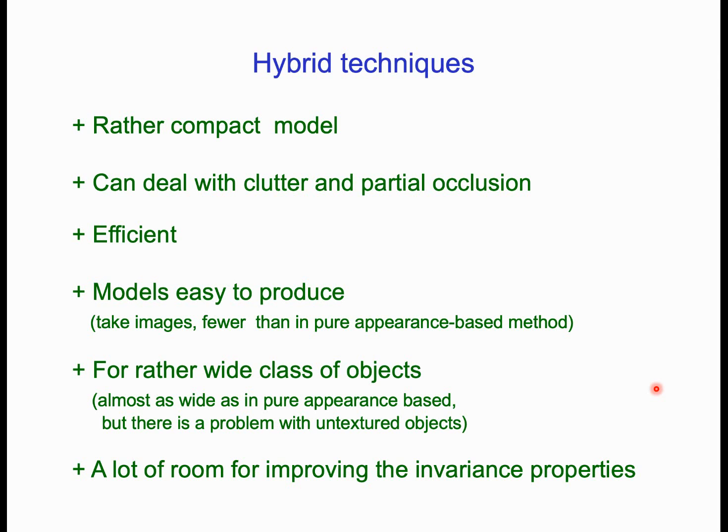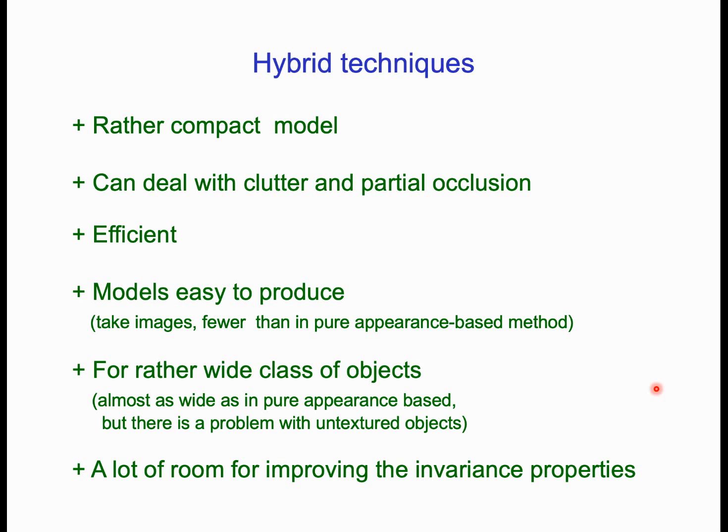We can actually create such models for a rather wide class of objects, almost as wide as was the case for pure appearance-based models, but we wouldn't have a problem with objects that have very uniform intensity patterns, so untextured objects in a sense. And though we didn't discuss it in depth, there is a lot of room for improving the invariance properties to various geometric and photometric transformations.